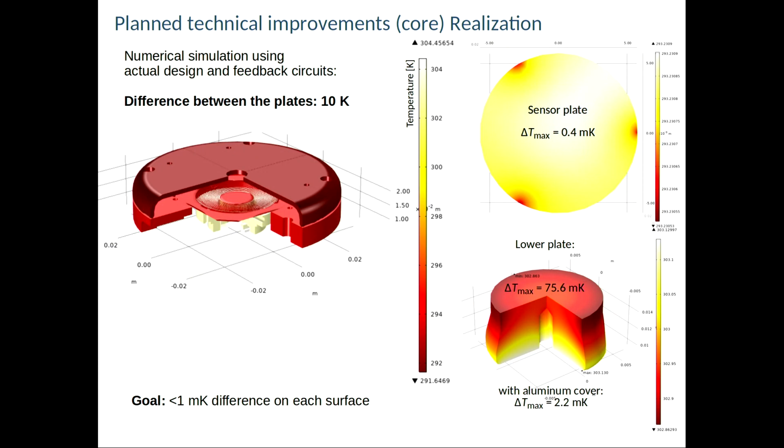And this is the result of a simulation with the full design that we have and with feedback circuits in place. And you see here that the total deviation from the targeted temperature on the sensor plate is just 0.4 millikelvin. On the lower plate, it's a bit more difficult because it's an extended object. So in our first try, we had 75 millikelvin, and with some precautions, aluminum coverings and so on, we got to 2.2 millikelvin deviations of the entire surface temperature from the set point. Our goal is, as I've said, 1 millikelvin difference on each surface while having 10 Kelvin difference between the plates.